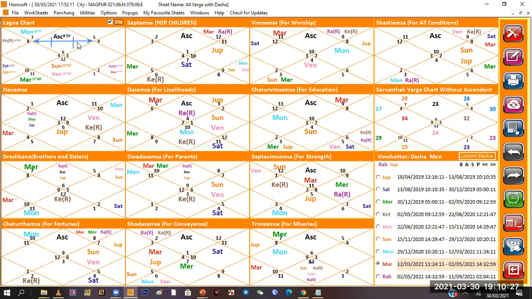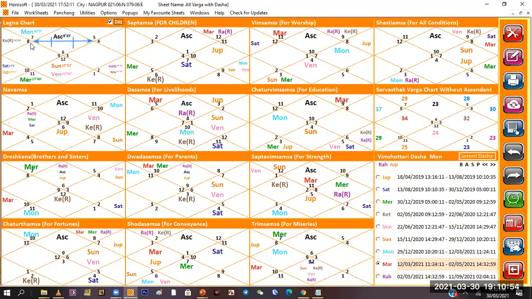In which partition it comes? It comes in first partition because the first partition range is 0 to 10 degrees. Second partition starts from 11 and goes up to 20. The third partition starts from 21 and goes up to 30. So you can see similarly, based on that, a Dreshkan house will automatically come.